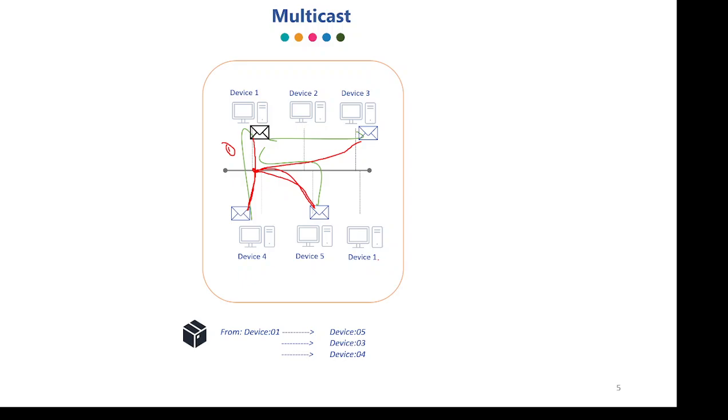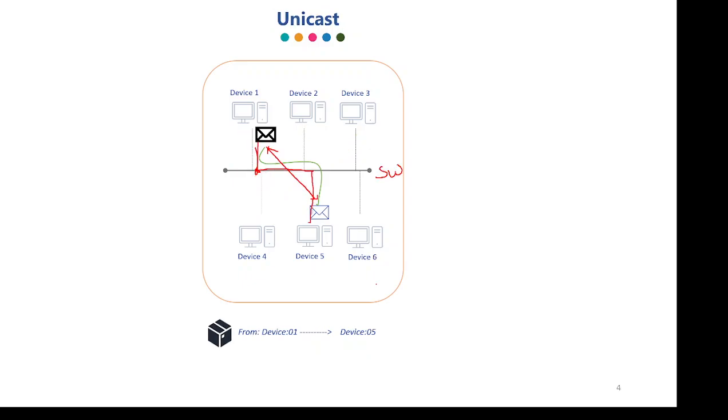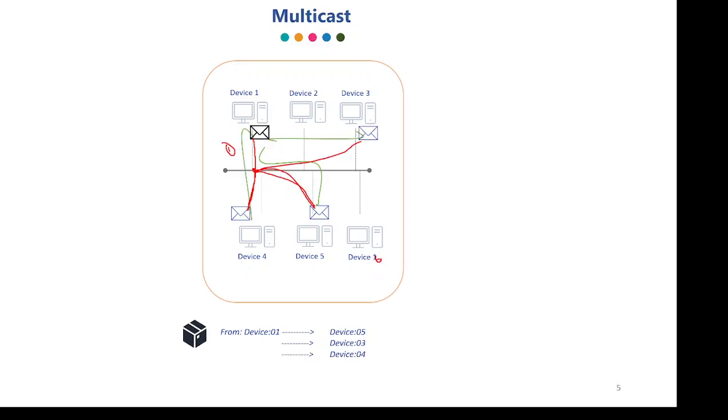Sorry, I made a mistake. This should be device 6. So they are not disturbed. They stay as they are. So this is multicast: one to many, and those many are the ones who are subscribed to it, who showed interest in it. You can say it that way.